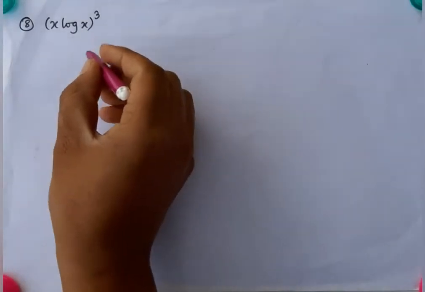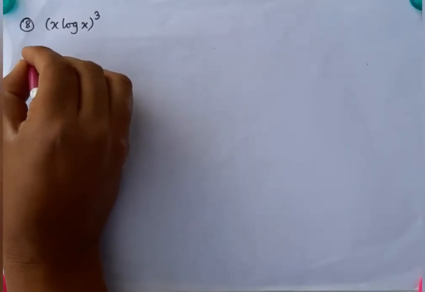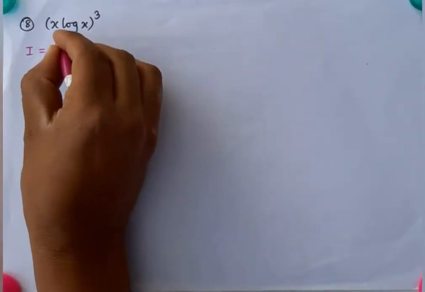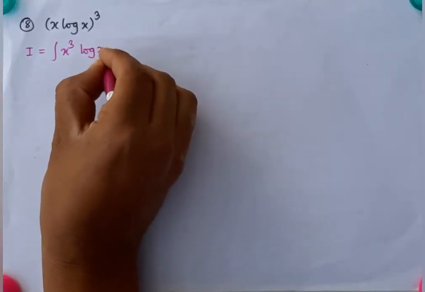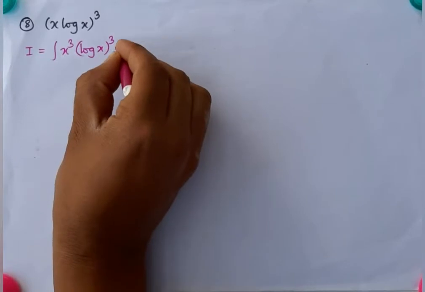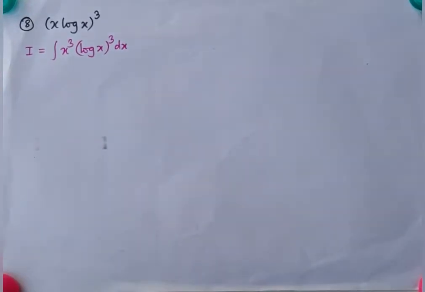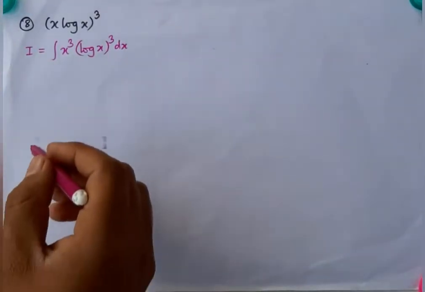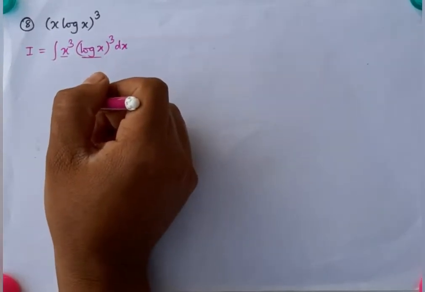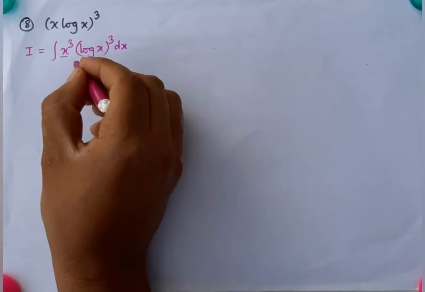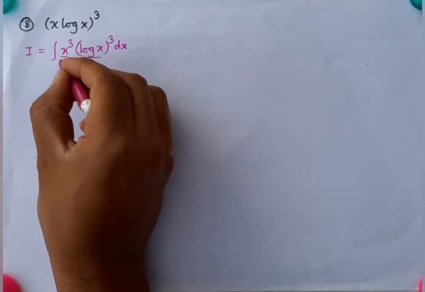Let's have this question now. So this question contains whole cube, isn't it? So you see there is a whole cube. So let me write I equals to, so this can be written as x cube log x cube dx. Right? Okay, so let's see how to do this. So this is my algebraic function, this is my logarithmic function. Yes? Okay, so in that case, what you need to do is A and L.